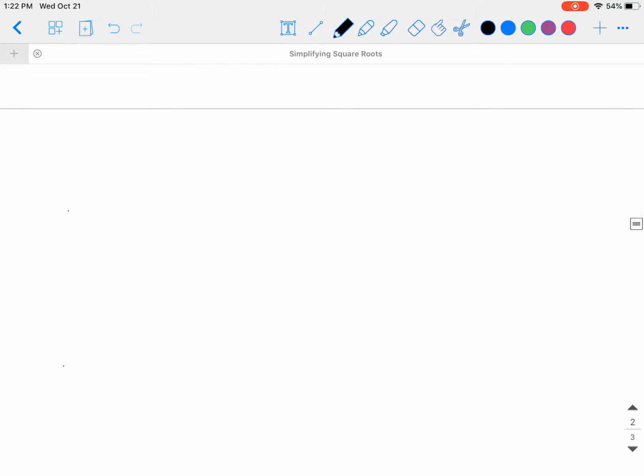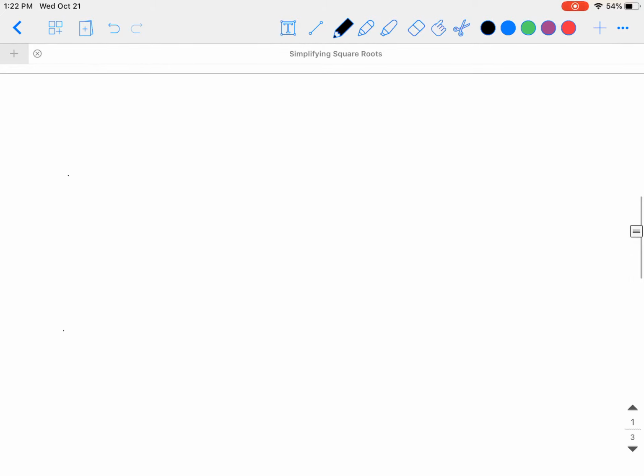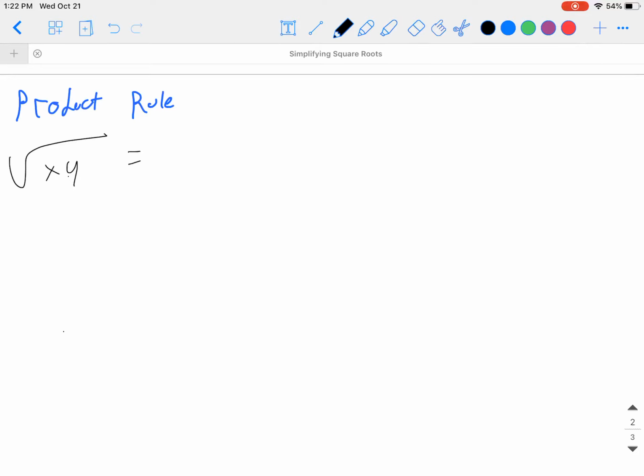Alright, but what if we have, instead of addition or subtraction, multiplication like this? Well, we actually can simplify this before performing the square root, and this is where we get into the product rule. So, if we take the square root of x times y, this is equivalent to the square root of x times the square root of y.